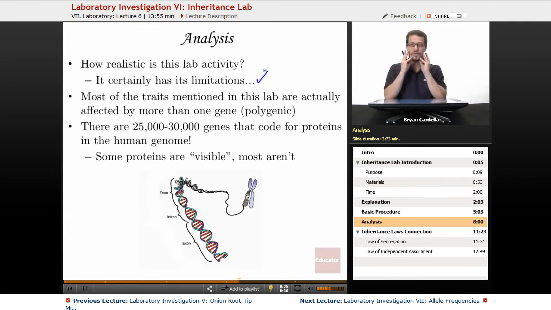There's lots of skull bones that are formed to make the exact shape and slope of your face, the size of your jaw, the angles of your face, the cranium size, like everything, all those little minutiae that we don't even notice, there are genes influencing that. So this is certainly a more simplistic lab. It's designed to be fun. It's designed to bring the concept of a Punnett square into a more real format that students can grasp. So most of the traits mentioned in this lab are actually affected by more than one gene, polygenic or polygenetic inheritance.